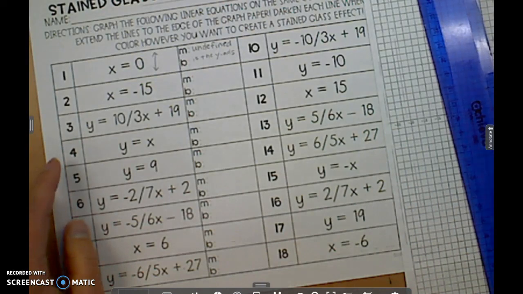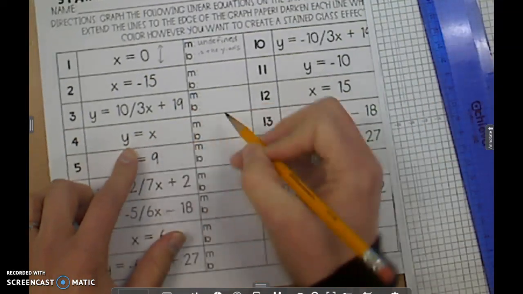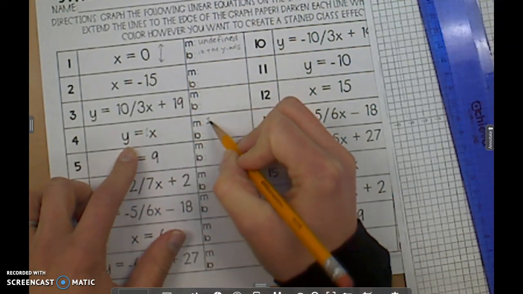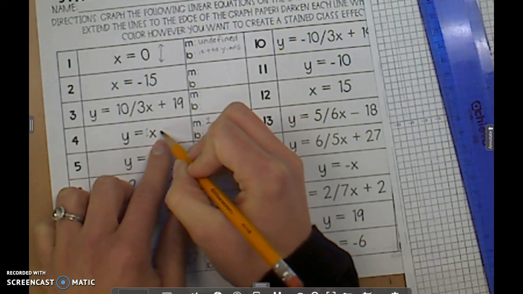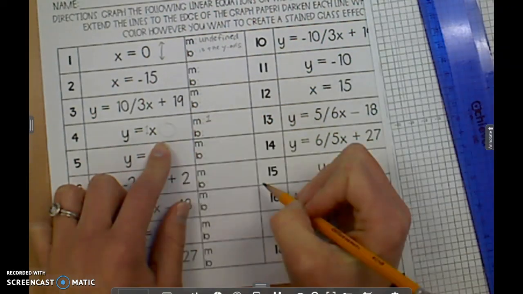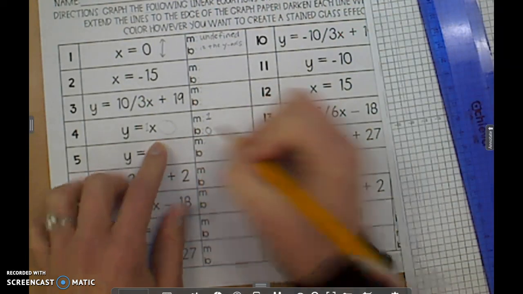I'm going to skip down to number 4. Y equals x. What's my slope there? Remember that there's an invisible 1. And if I were to have a b, my b would go right here. Well, that tells me that my b is 0. So my slope is 1, my b is 0.